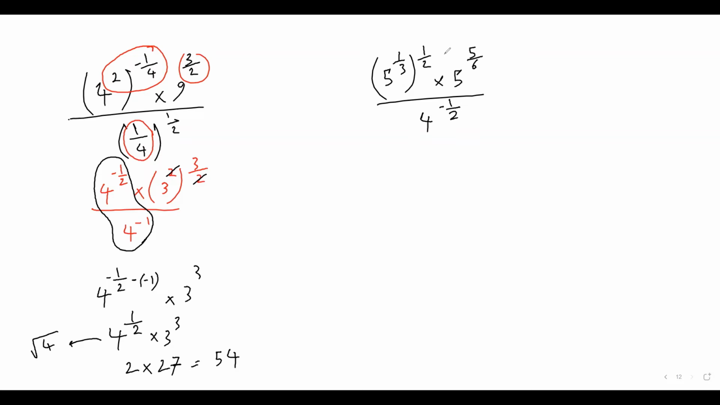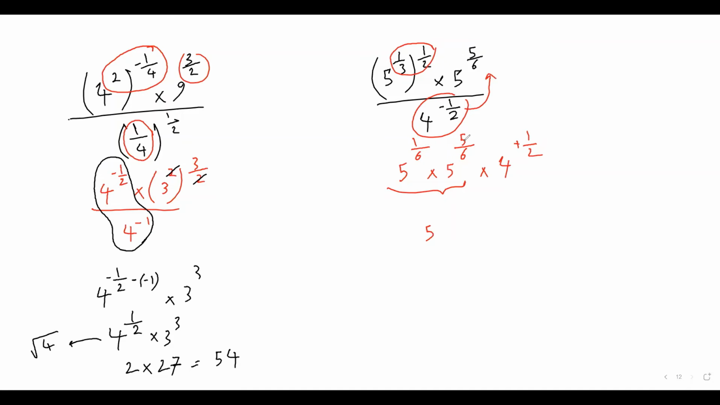What I'm going to do again is take care of these two guys first. The answer would be 5 raised to the power of 1 over 6 times 5 raised to the power of 5 over 6. And this is 4 to the negative half. Well, maybe I bring the whole thing up, times this guy. I'm going to bring it up. It becomes 4 raised to the power of positive half, right?